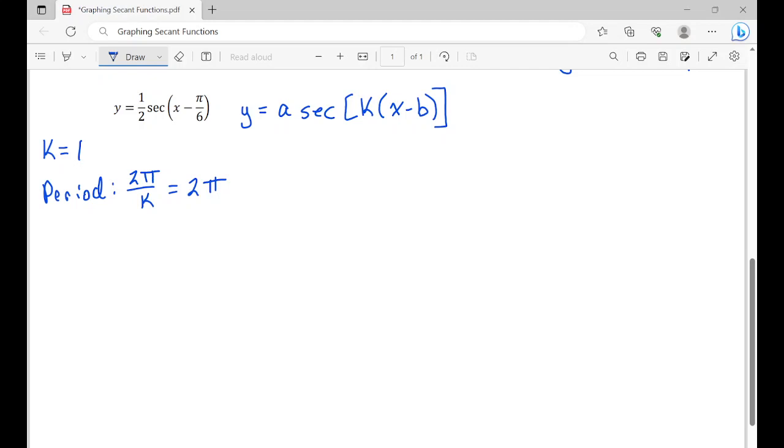Now, we need to find the vertical asymptotes. Normally, like I said before, the vertical asymptote would be at x equals pi over 2, but there is a shift, and that shift here is b being pi over 6. So since it's a minus pi over 6, b is positive, so b is a positive pi over 6, which means this graph is going to be shifted to the right, pi over 6. So I'm going to add pi over 6 to this asymptote, and when I do that, I'm going to get 2 pi over 3.